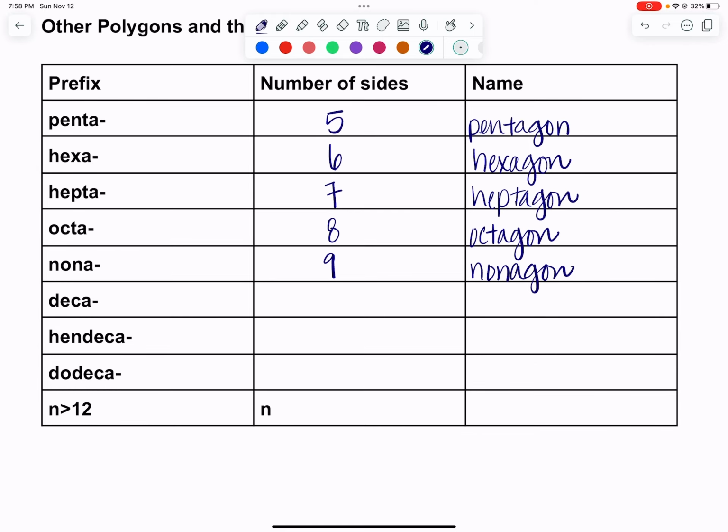Decagon is like a decade. A decagon has 10 sides. A hendecagon is not something you are going to see very often at all. That has 11 sides. A dodecagon has 12 sides.